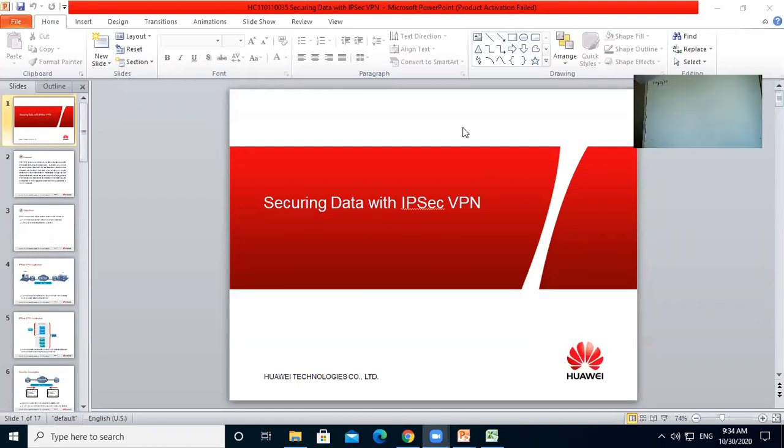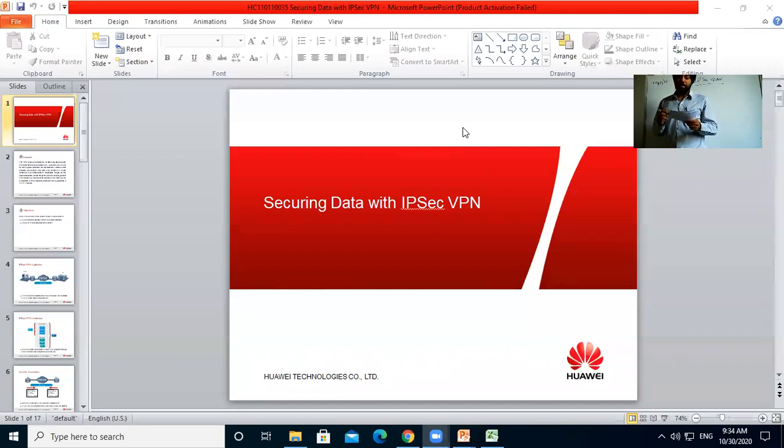The topic for today is securing data with IP security VPN. IPsec VPN: how can we establish a VPN? In this topic, we learn how we can establish a VPN in different branches to the main branch, how they can connect, or how they can create a VPN.